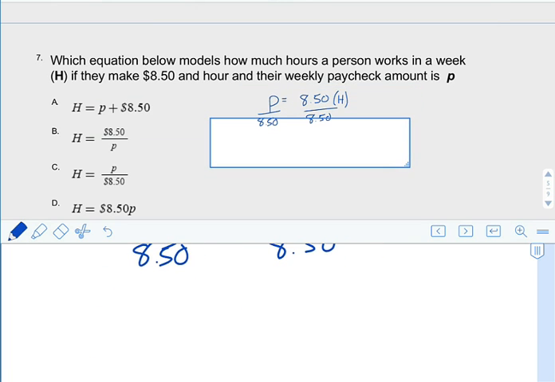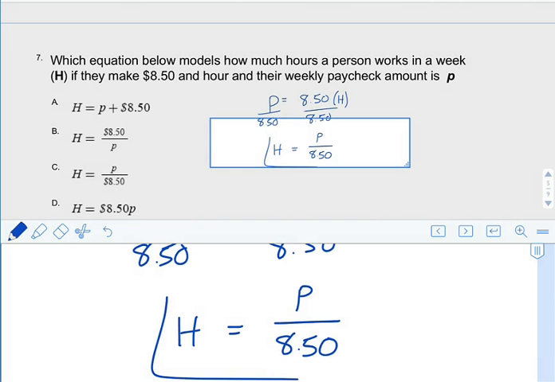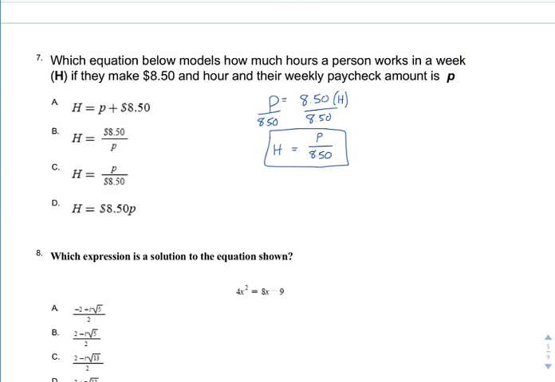And that's it. Hours is equal to pay divided by $8.50. That one might have been too simple for a review question, but there it is. They might have something like that. All right, next one.